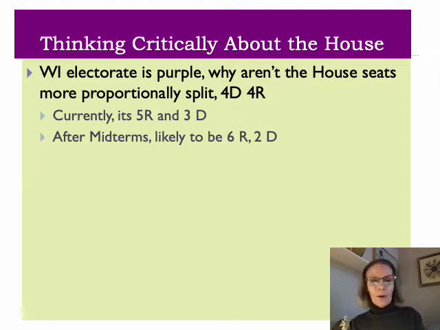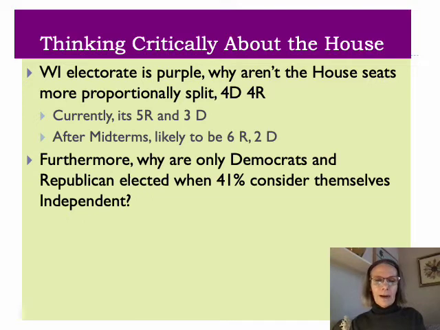So you might be wondering, why aren't the House seats more proportionally split? Since we have 8, why don't 4 go to the Democrats and 4 go to the Republicans? Currently, 5 go to the Republicans and 3 go to the Democrats. And after the midterms, it's very likely that 6 of the seats will go to the Republicans and 2 to the Democratic Party. And so you might be asking yourself, well, why is that?